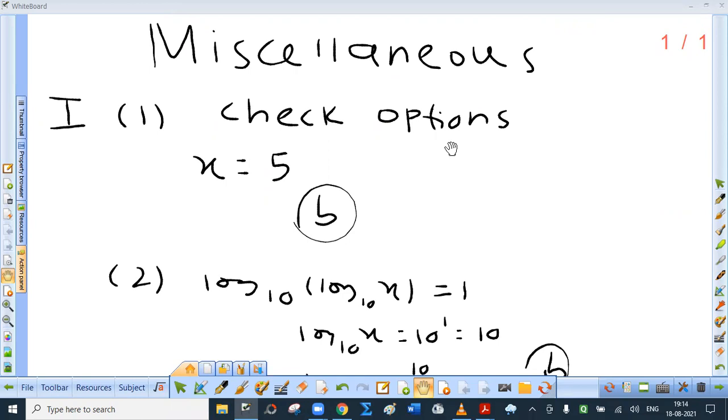You may say check options, or you may say log m minus log n is log of m upon n and so on. But if you check options, you will notice that for x equal to 5, it is log 16 minus log 8, that is log 2, same as RHS. So correct option is B, Bombay.